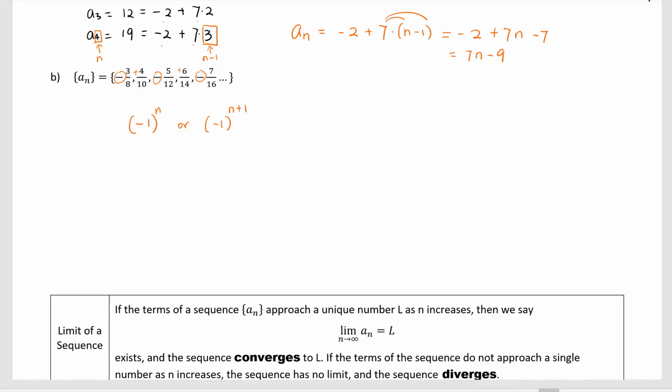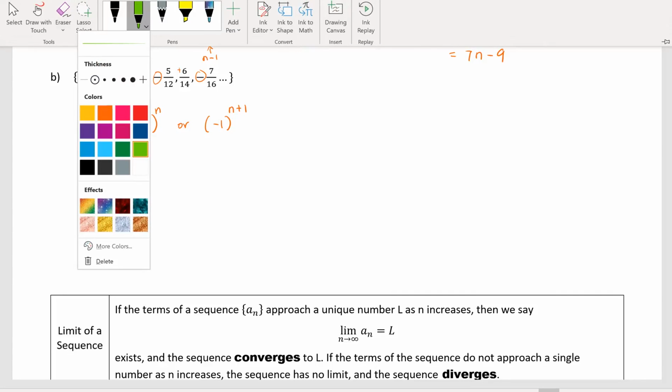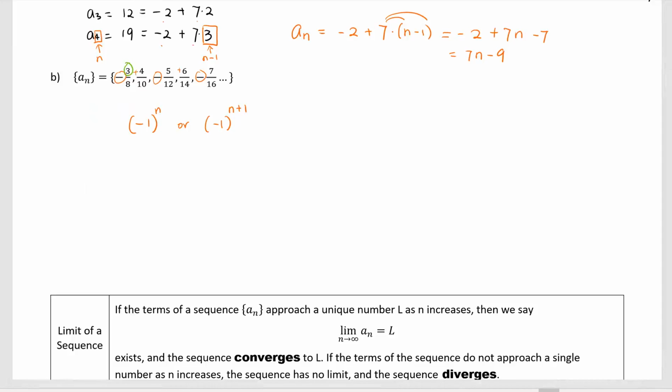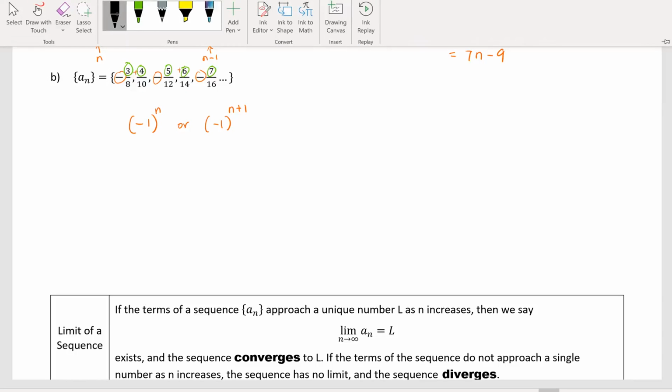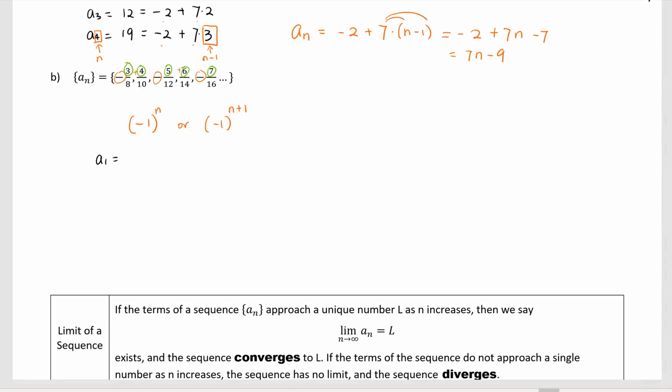And then, can you see the numerator? The numerator is 3, 4, 5, 6, 7. It's increasing, right? Yes. So it's changing. Okay, so let's try to write it down. Let me use black color. So A1 is -3/8. Okay? A2 is, I can think of, is -1 square. Because this is positive, it's like -1 square. And then we have 4/10. Okay?